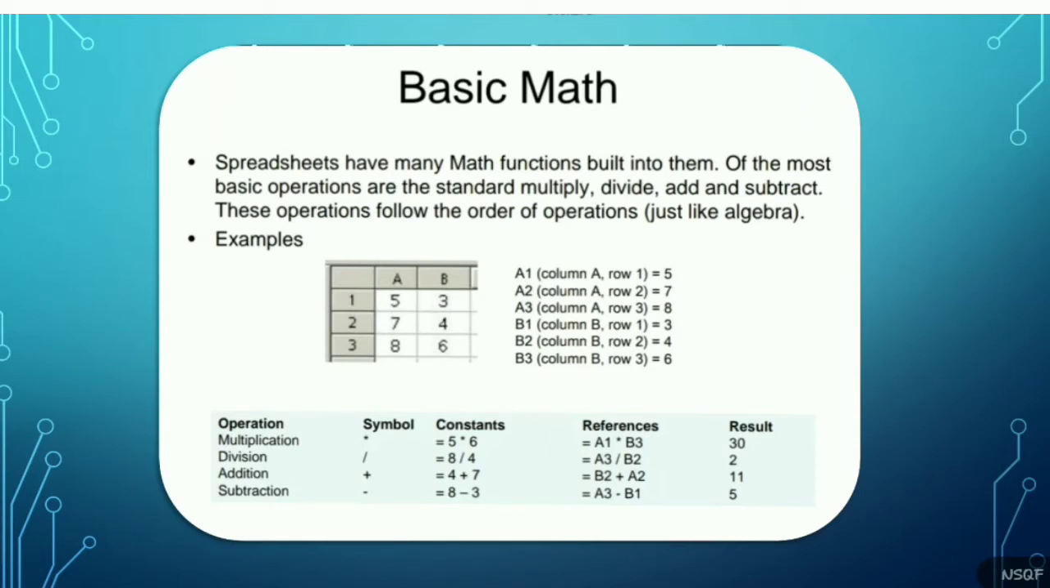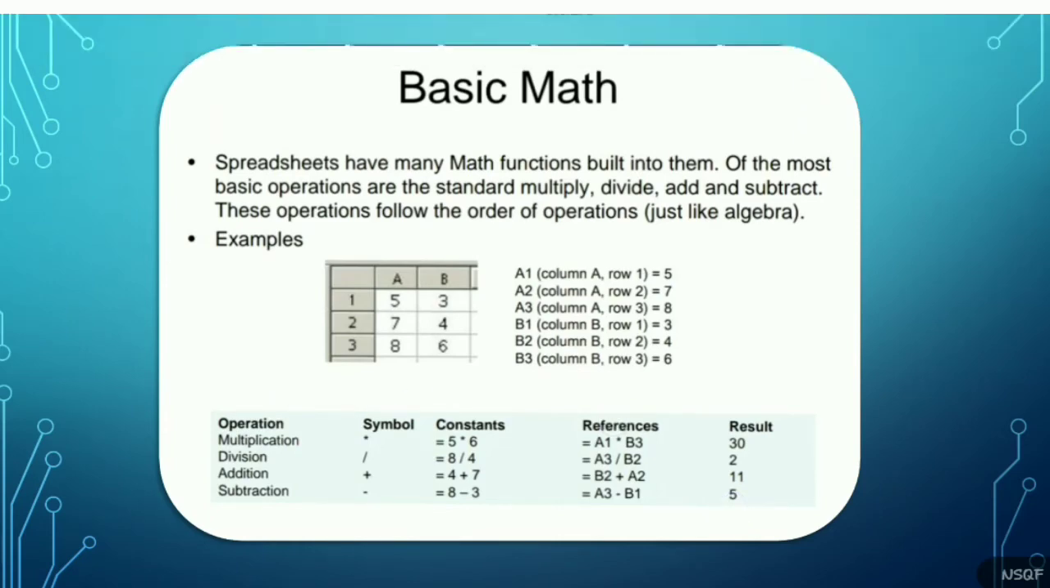Similarly, in division, it's the same, just the symbol is the division sign, similar to addition and subtraction. All things are the same. Now we go to the subtraction portion. The symbol is here, and in this constant you can see 8 minus 3. Where did this 8 minus 3 come from? A3 minus B1. A3 has 8 and B1 has 3. So 8 minus 3 equals 5. The result comes to 5.